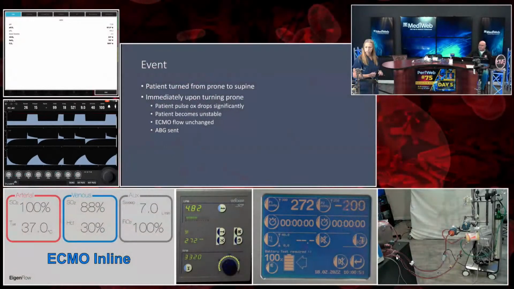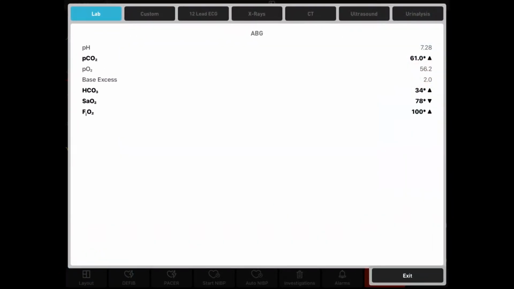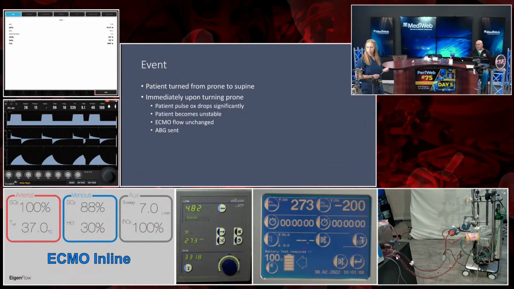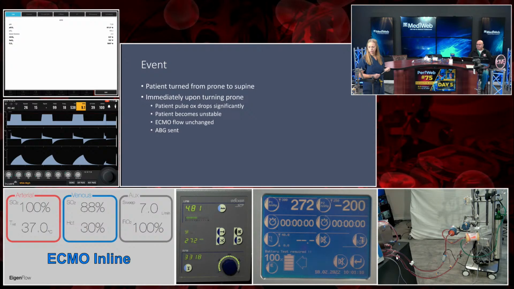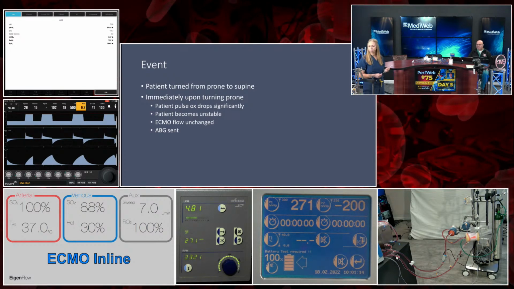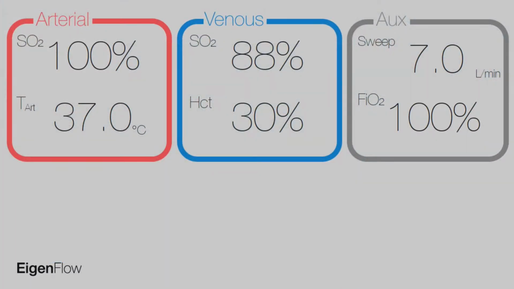Our blood gas is back. Bring the monitor up. So we sent the blood gas, and this is what our blood gas is telling us. So we've got a problem. And I just noticed something else. Go to the full pack and pull up the ECMO inline, bottom left. What do we see that just changed?